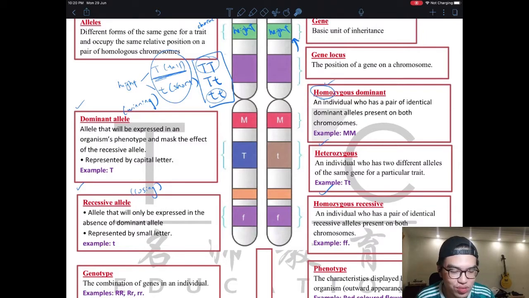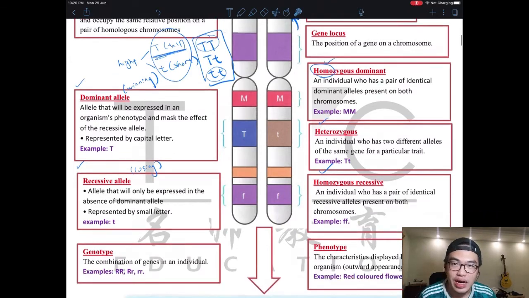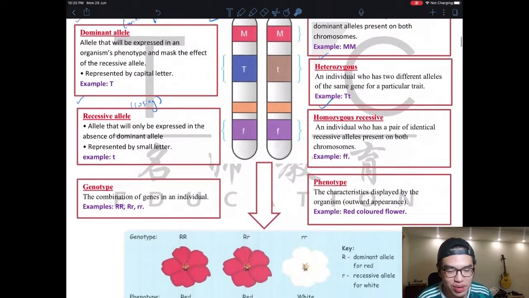Like I said, this part is not so difficult. Mainly it's common sense stuff. An individual who has a pair of identical dominant alleles, they have the same tall gene, let's say MM here. Heterozygous has two different alleles, homozygous has identical, and then it's the recessive gene. These two are the same thing, only one is dominant, one is recessive. Done.